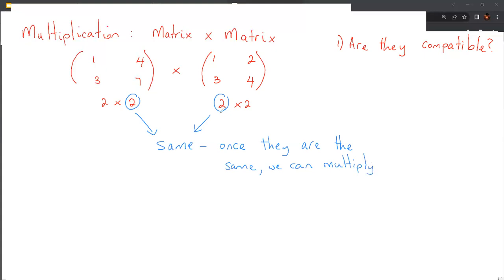If those two inner numbers are different, you'd simply let them know that they are not the same, hence they are not compatible and cannot be multiplied. You let them know clearly. Don't even waste your time trying to multiply it. All right, so let's say they gave us one like this. You checked and you made sure that they are compatible, so we can multiply them. Now, there's a rule.